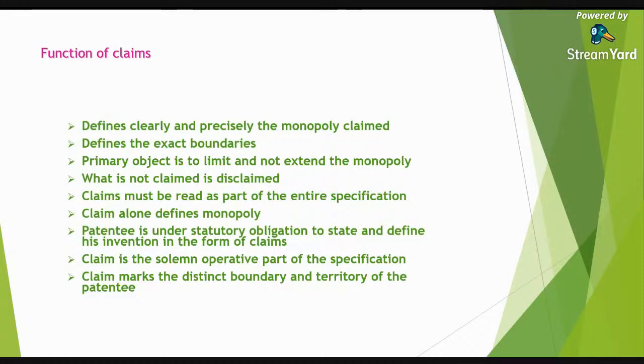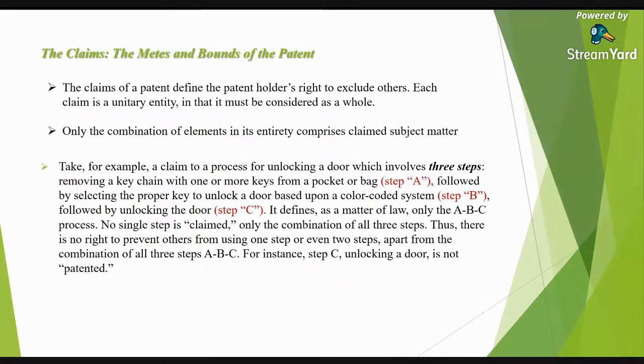So if you've described but not claimed, someone can use that information and manufacture the product. So then tomorrow you cannot assert if you have not claimed that part. So you have to remember to claim every essential, preferred and optional feature which is described. Add it as a claim to the specification. Claim is the only operative part, and it makes the distinct boundary and territory for the patentee. So it is also called the meets and bounds of the patent.